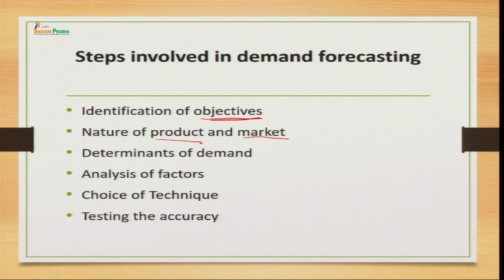Then you also have to choose the determinants of demand. What are the factors which will affect the demand of that particular commodity? Though there are different determinants, but for the product for which you are forecasting, what are the variables which are going to affect the demand of that commodity and how you are going to establish the relationship amongst them.